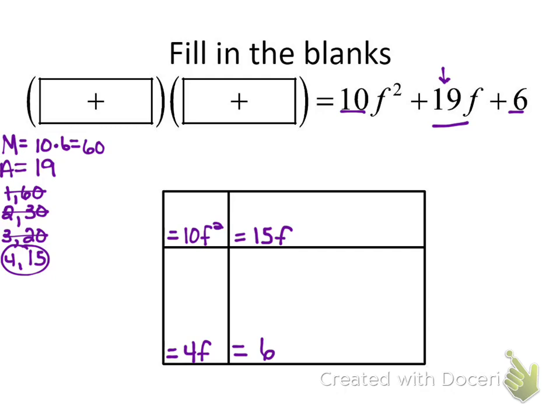Jenna, what does step 4 tell me to do? Factor the top row of rectangles using the greatest common factor. Okay, so we're going to take this top row, which is 10F squared and 15F, and we're going to find the greatest common factor of them.